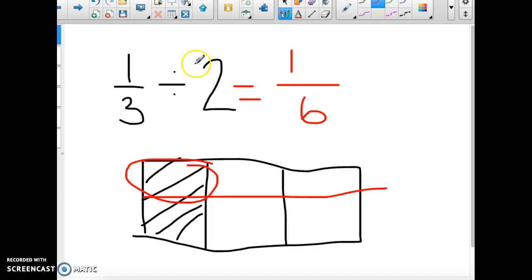I had less than 1. I'm sharing it now, so I need less than what I started with, and a 1/6 is less than a third. Good luck solving those problems.